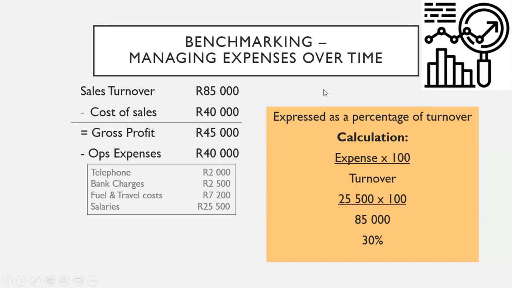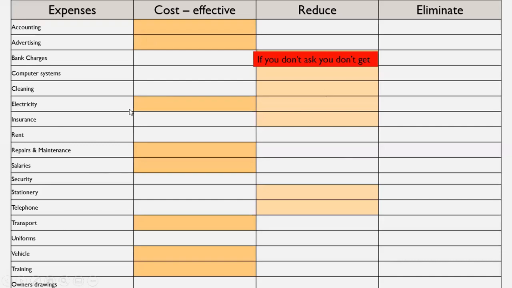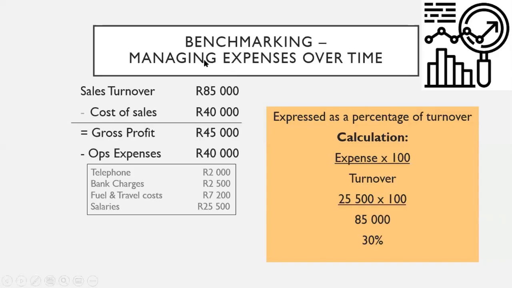And so what we do is we talk about how to manage all of these expenses. The best way to do it is to benchmark your expenses over time. So we go back to that example that I gave you earlier of your income statement, where you have your turnover less your cost of sales, which gives you your gross profits. On that previous one, it was just one line with the operating expenses. But what I've done here is I've just listed a couple for the purpose of this example. So in this example, we'd have telephone, bank charges, fuel and travel costs, and salaries. And if you add this up, it comes to that 40,000.